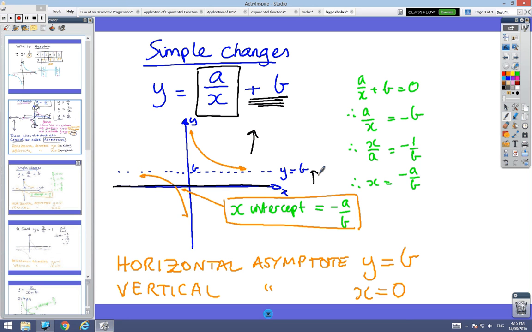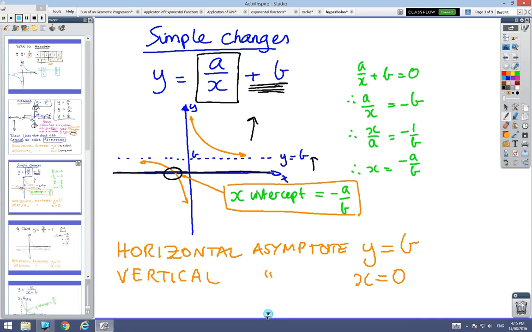Now, what happens is when you push it up, it will cross the x-axis. It won't cross the y-axis, but it will cross the x-axis, and that x-intercept is always minus a on b. Okay. Here's the calculation for how it works, but hopefully we'll have a cheat sheet. So the x-intercept is minus a on b.